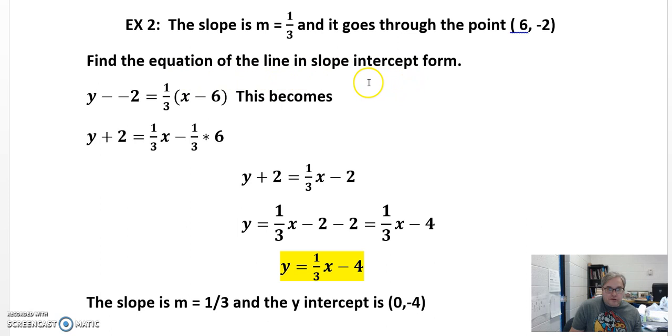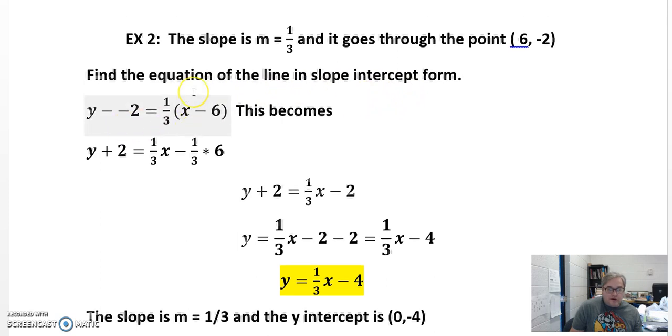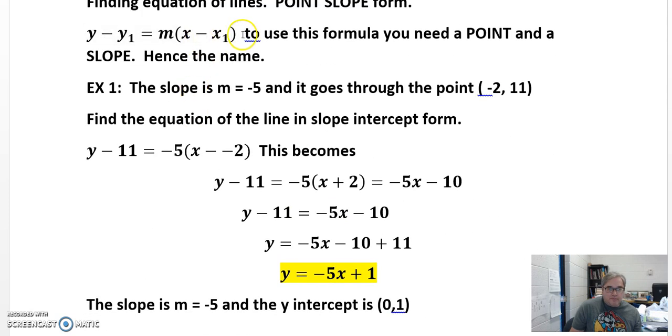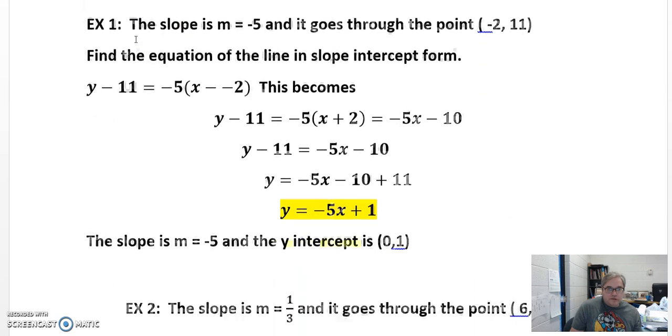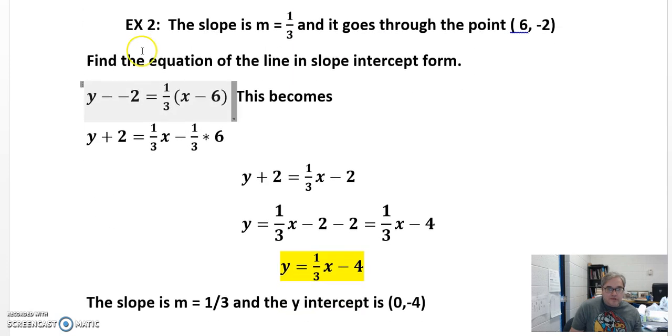So I'm going to use the equation I posted above. I should have put it here. So let's scroll right back up. There's my equation, and I'm going to fill this in. y minus y1 equals m times x minus x1. I simplify my minus minus to a plus. I distribute my 1/3 in.